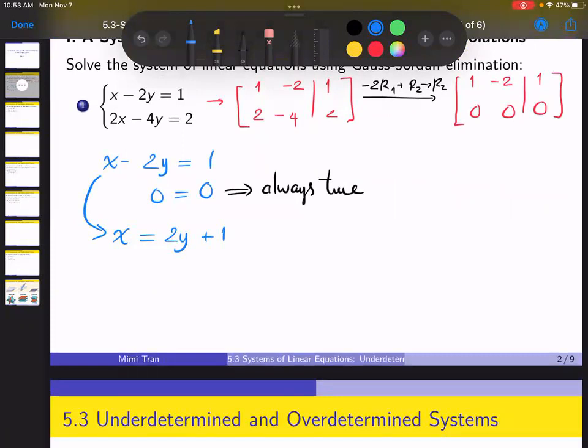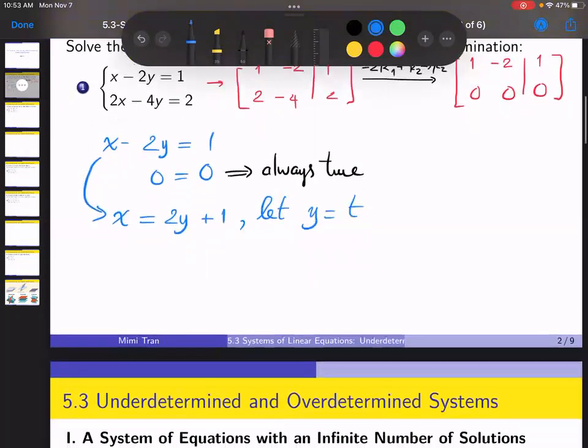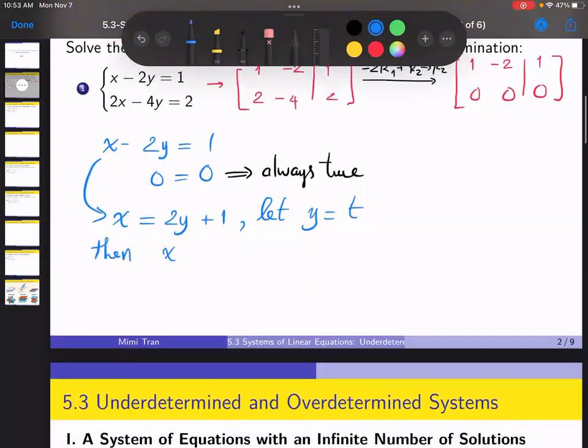Let y equal t. Remember that. Let y equal t. Then x equals what? 2t plus 1. So the solution is the ordered pair 2t plus 1, comma t. That is your general solution.